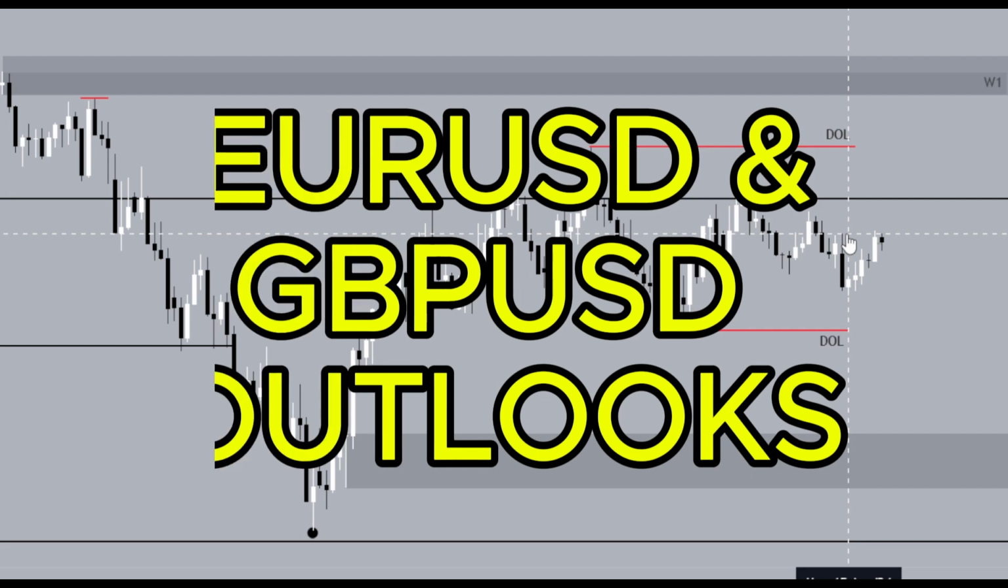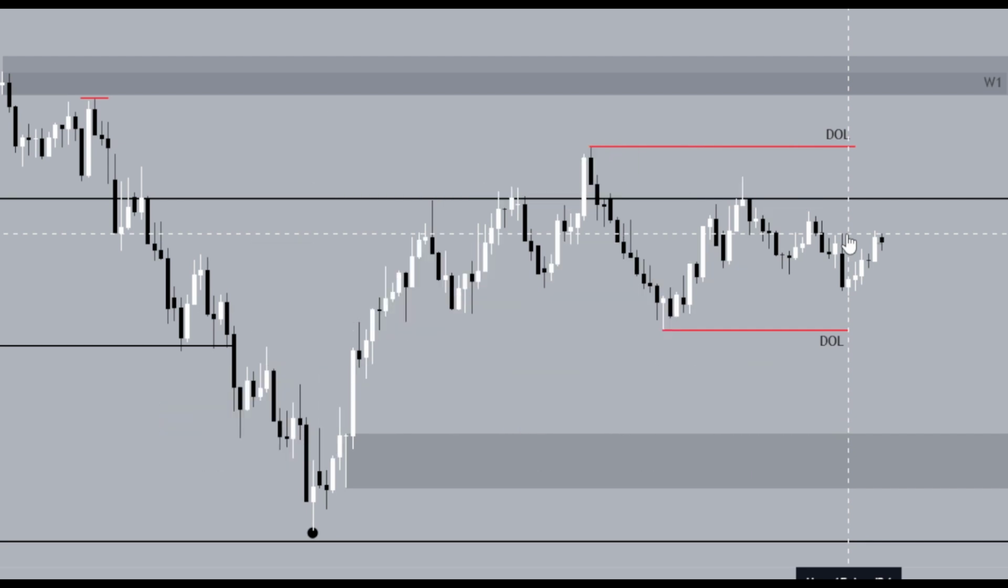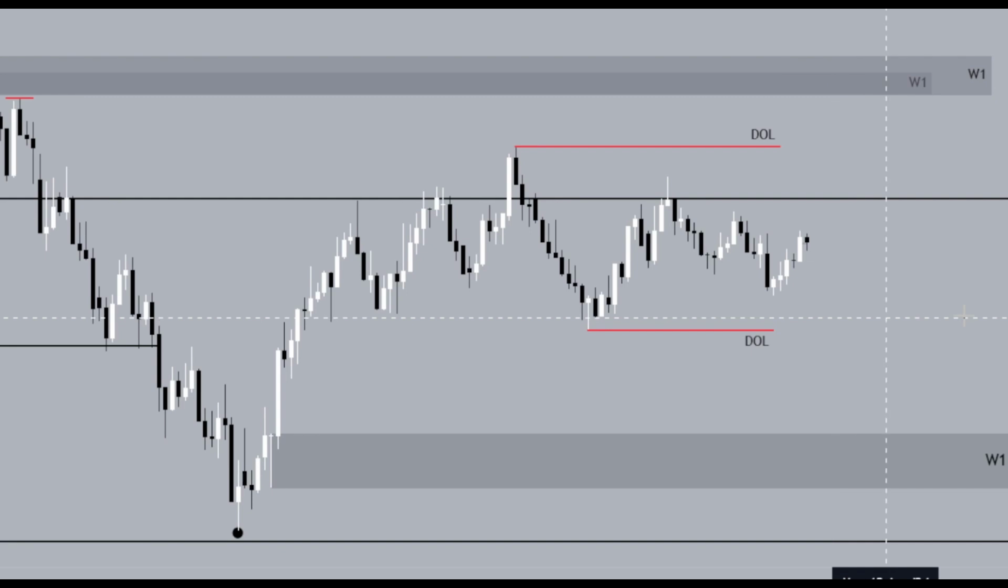Here we have the regular EURUSD and GBPUSD Forex outlooks going into the week ahead, right? So we have a bank holiday on the 27th of May in the United Kingdom, but around the world, of course, trading remains as usual. So let's now get into the weekly outlooks for EURUSD.